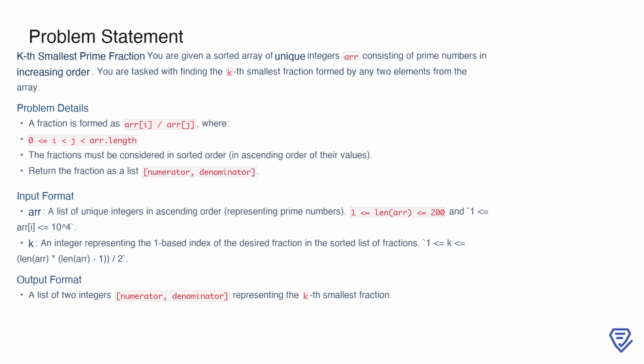For example, if ARR is 2, 3, 5, possible fractions would include 2/3 and 3/5. The fractions must be considered in ascending order of their numerical values. Ultimately, the solution should return the kth smallest fraction as a list containing two integers, the numerator and the denominator. The input includes the array ARR and the integer k, where both have specific constraints. The output is a list, numerator, denominator, representing the desired fraction.